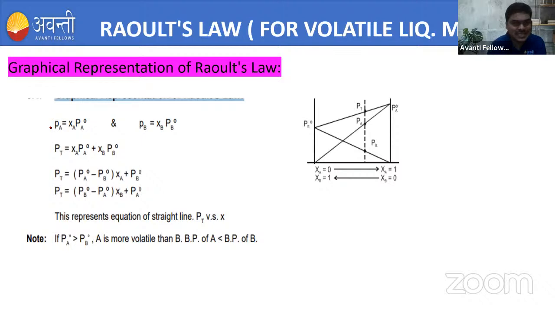We already studied this. The partial pressure of liquid A, or component A, is the product of its mole fraction and its partial pressure in the pure state. Similarly, the partial pressure of B is the mole fraction of that component times its pressure in the pure state. Now, according to Dalton's law, the total pressure is the sum of the individual pressures, that is PA plus PB. So PT is equal to PA plus PB, and we put in the values of PA and PB.